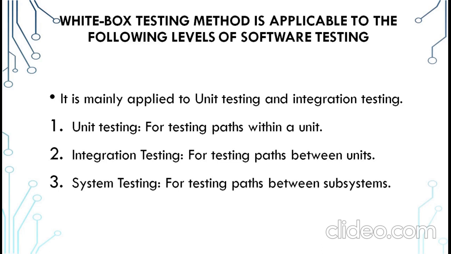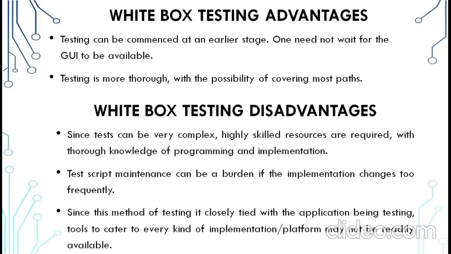System testing is for testing paths between the subsystems. After integration, whether all the subsystem paths are properly tested or not can be ensured in system testing. So these are some of the levels of software testing in white box testing methods.